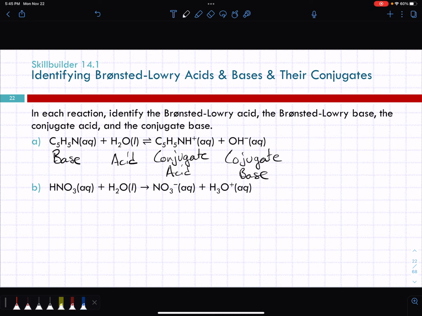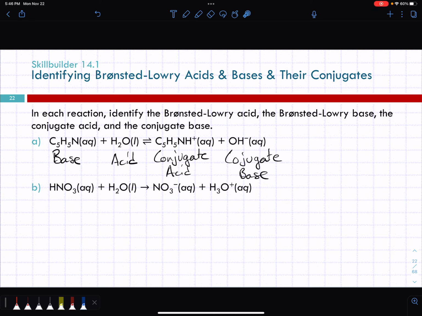Will it always be protons we're talking about? It won't be electrons? Protons. Yeah, electron transfer is a different definition of acids and bases that we don't talk about in this class. There's more: Lewis acids and bases, talking about transfers of electron pairs. Okay, so this next one.